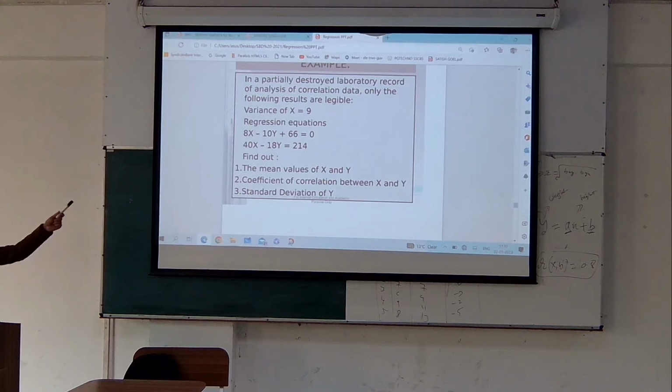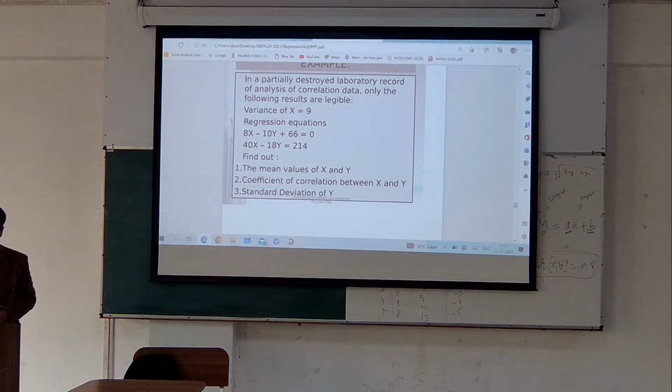Okay, if you have to find your bxy or byx, then you have to assume, because you already have the two equations of regression. Okay, you have both regression equations. So how would you find them? You have to convert.